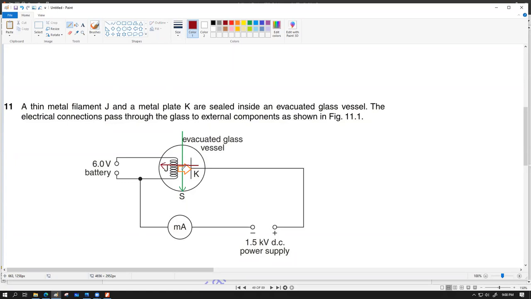And now apply the Fleming's left hand rule. Try to aim your index finger downwards. Try to aim your middle finger to the left. So what is the direction of your thumb? Towards me. Out of the page. This should be out of the page.